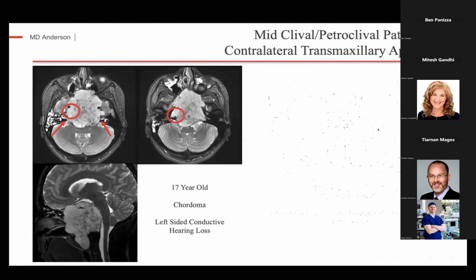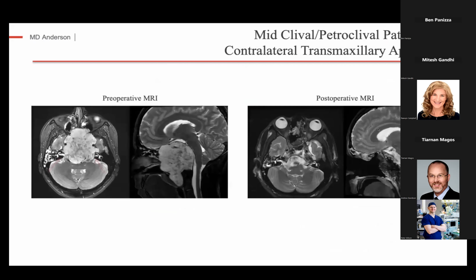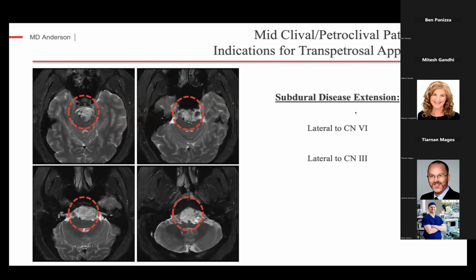And sort of just wrapping up here, I'll show an example of where we still use open transpetrosal approaches. So this is an example of a patient with a midclival chordoma. You can see some calcification within the tumor and along the brainstem here, and going up right against the vertebrobasilar system.